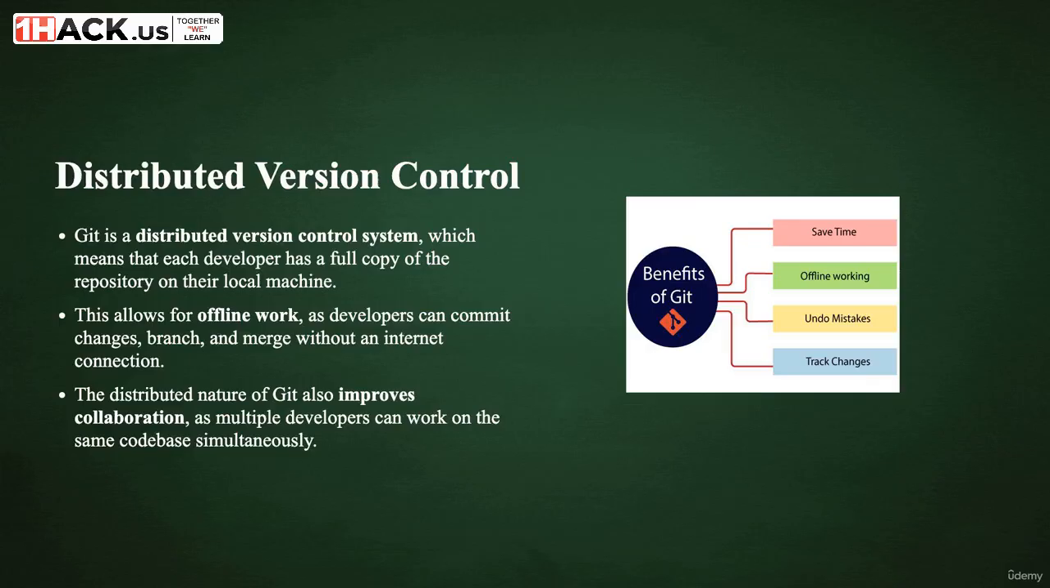Since each developer has a complete copy of the repository, they can work on the same code base simultaneously, committing their changes and then merging them with the main repository. This allows for more efficient and streamlined collaboration, as developers can work independently and then integrate their contributions with the rest of the team. Overall, the distributed version control system provided by Git is a key factor that contributes to its widespread adoption and popularity in the software development community.